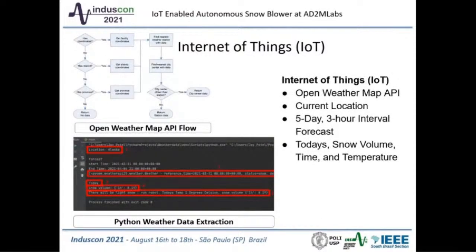The Internet of Things (IoT) was used to create an OpenWeatherMap API to get the robot's location and look ahead at a 5-day weather forecast in 3-hour intervals. It looks at the current day's snow volume, time, and temperature to determine when the robot should proceed with clearing the driveway. Both a flow diagram and an example of the API can be seen on the left.